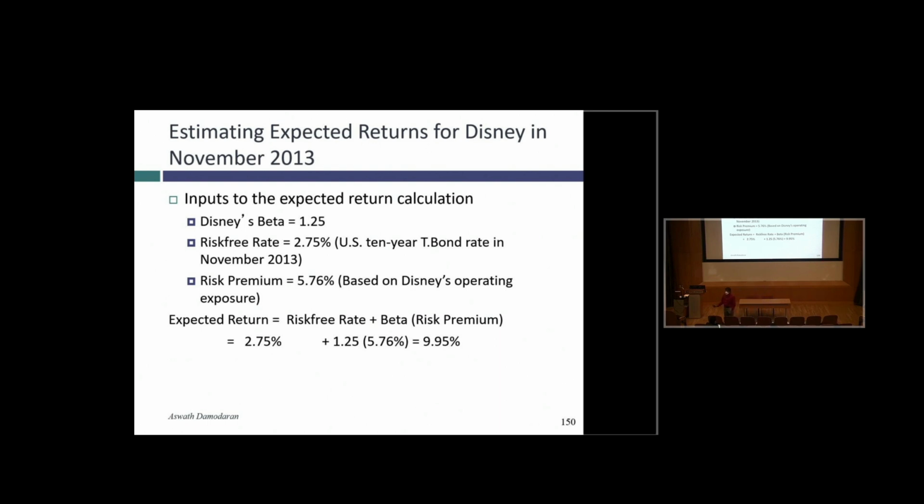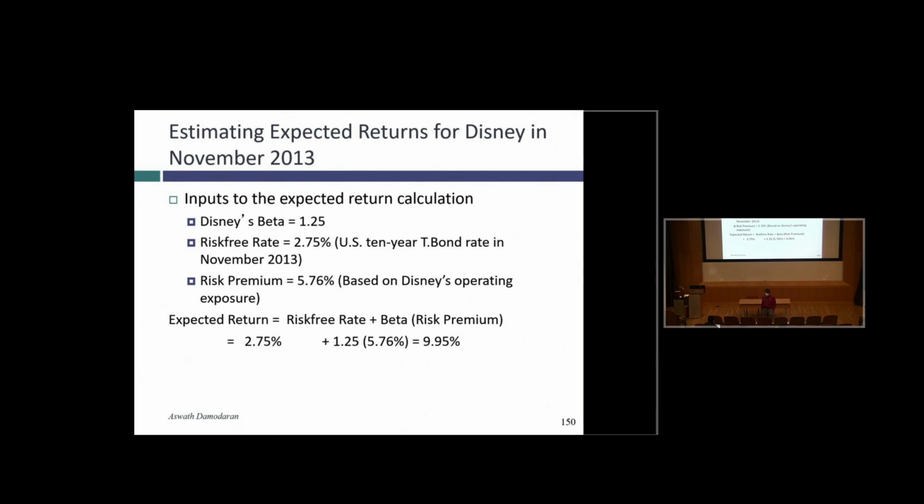If you've taken a finance class, you do this calculation over and over again. And after a while, you don't even realize why you're doing it or what it tells you. But let's put some flesh on this number. Let's get some intuition driving this number. What does this 9.95% tell you about Disney as a company? First, I'm going to make you play the roles of potential investors in Disney. You haven't invested in Disney yet. Potential investors in Disney in November of 2013.